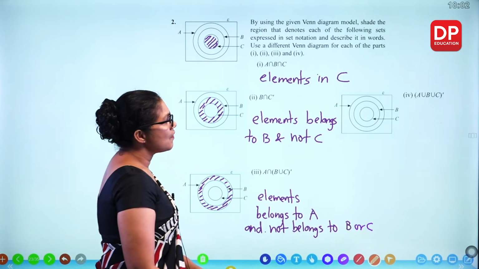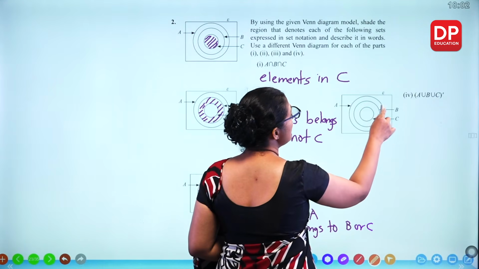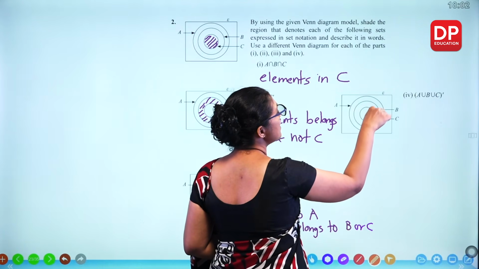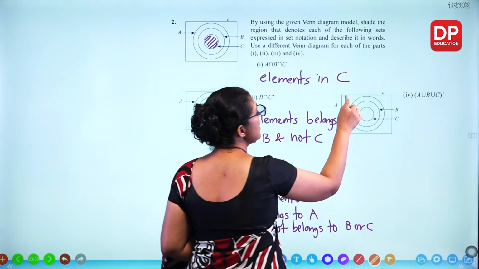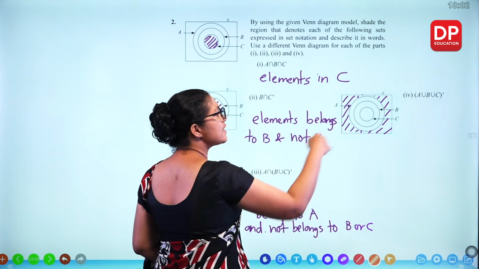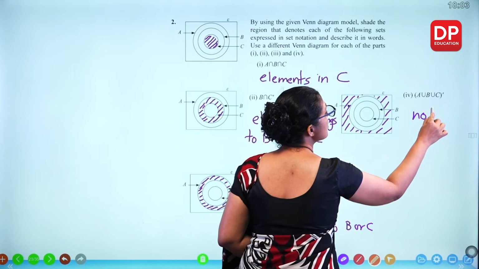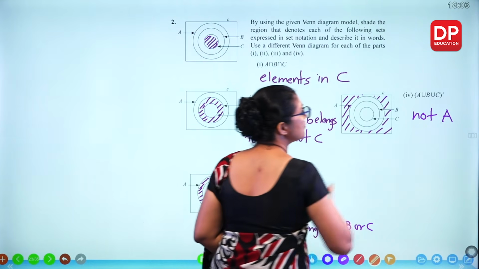Then this one, A union B union C. A union B union C is everything inside A. Dash means outside. So what's that region? I can write not A.